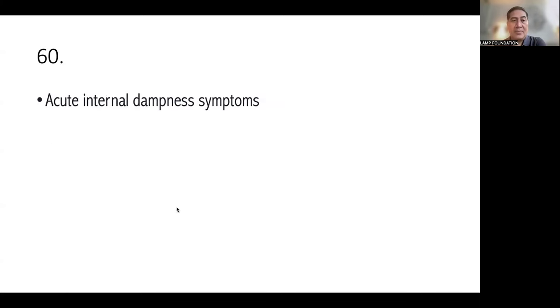Number 60. What are the symptoms of acute internal dampness? Interstitial cystitis, which is bladder pain, pressure, generally of exterior origin. Okay. Galing sa labas. So you can have interstitial cystitis. Okay. What are the characteristics?